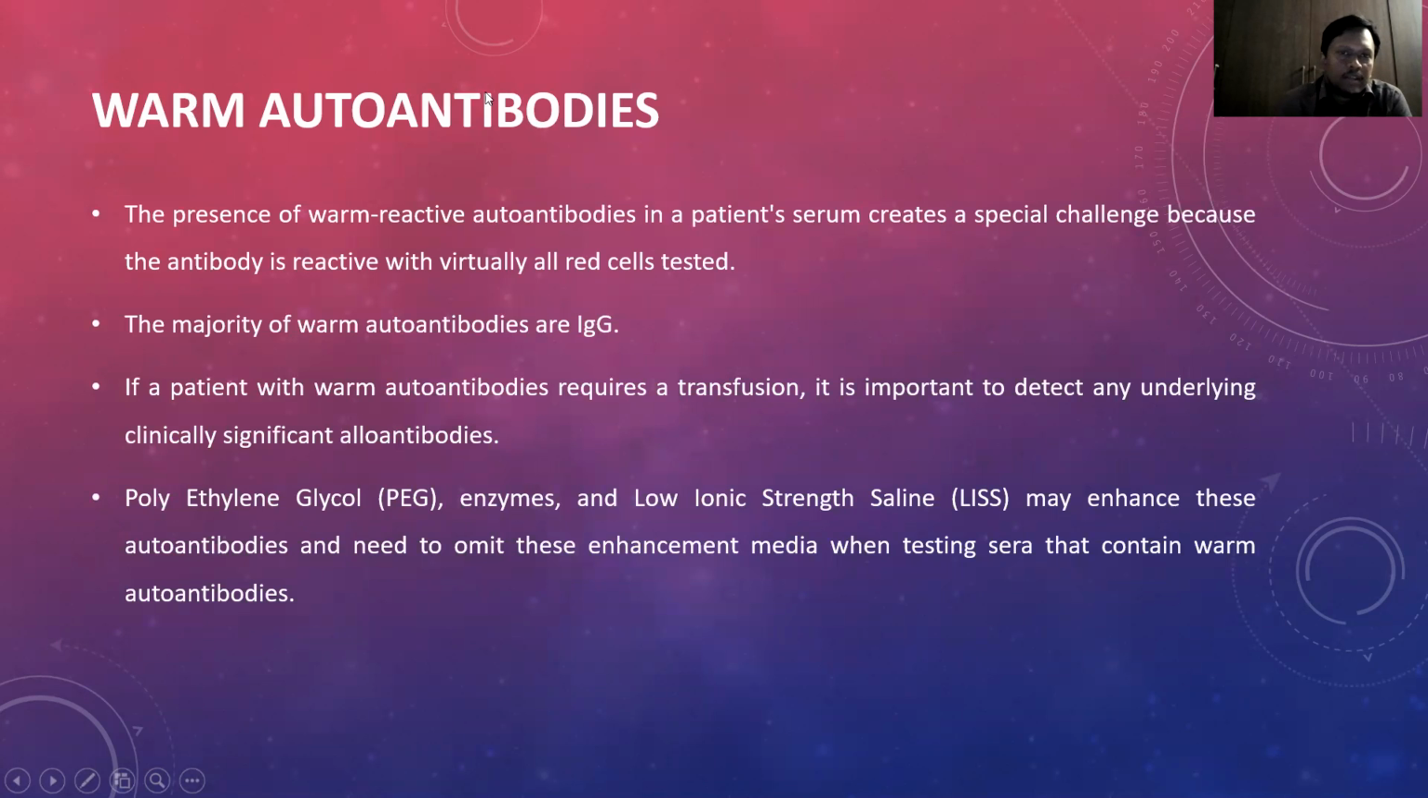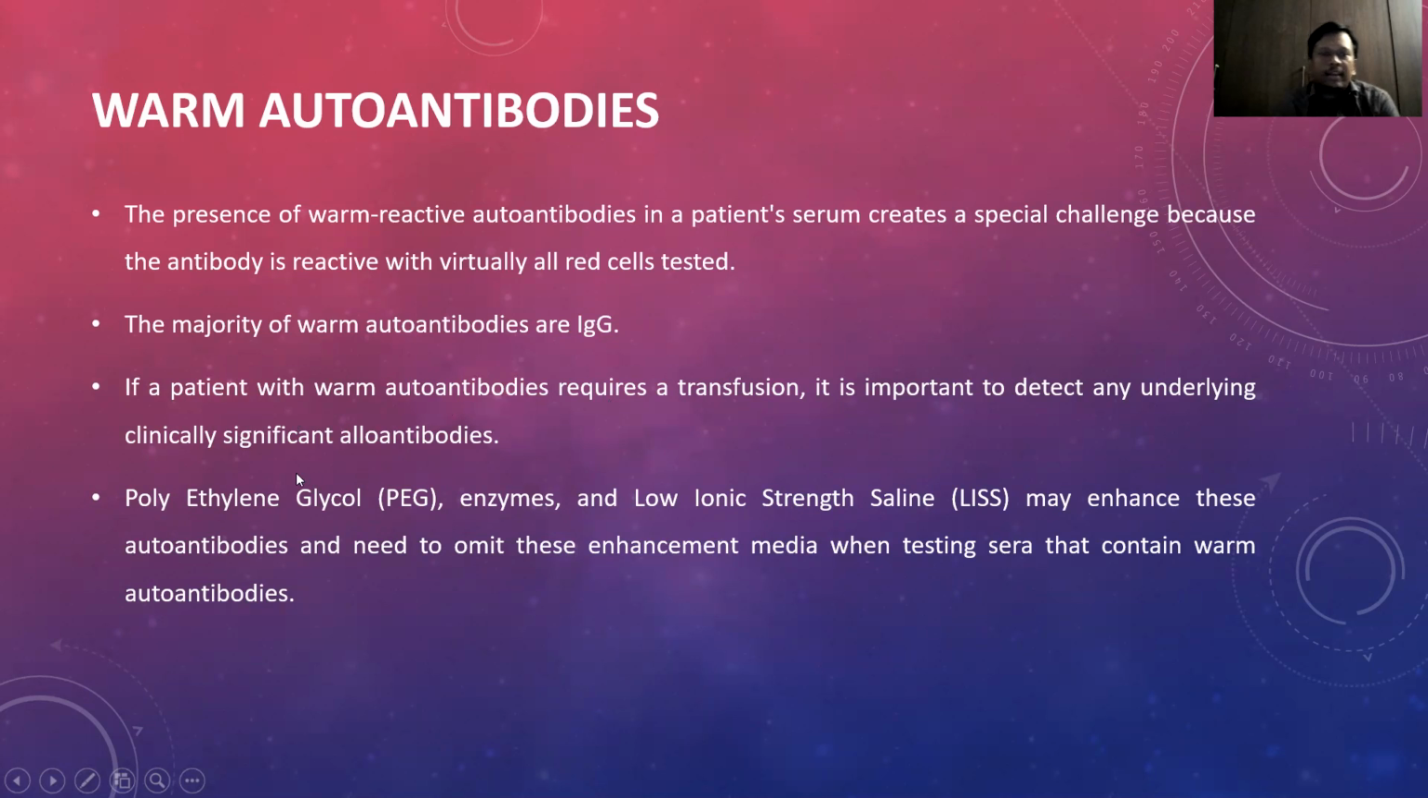Warm autoantibodies is a very large chapter, so I'm just covering a simplified aspect. The presence of warm reactive autoantibodies in a patient's serum creates a special challenge because the antibody will be reactive with whatever red cells we are testing it with. The majority of warm autoantibodies are IgG, and the patient with warm autoantibodies may require a transfusion.